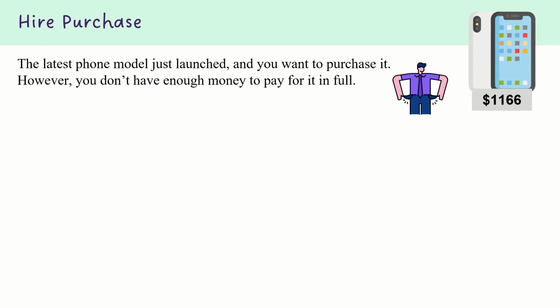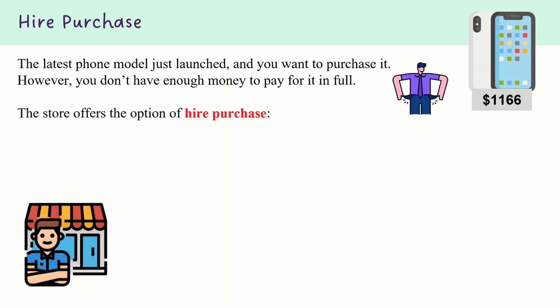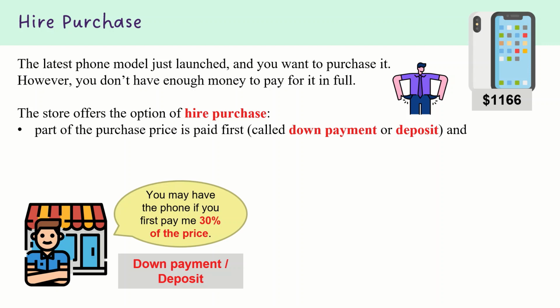What is good is that the store you go to offers the option of hire purchase. How hire purchase works is that you can pay part of the purchase price first, and that is what we call the down payment or the deposit. In this particular example, the storekeeper says that you can pay 30% of the price first. So that is the down payment or the deposit amount. It varies shop to shop, so it really depends on the question that we're given and the context itself.